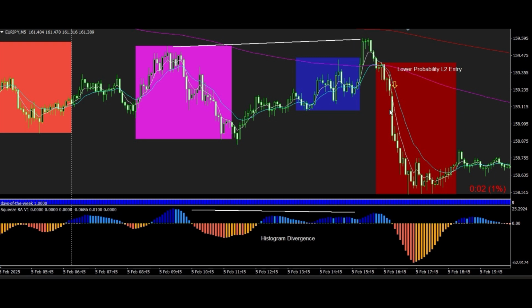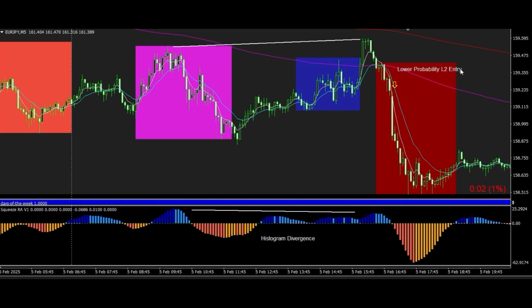Now we don't get a level 2 entry, and we don't even get a level 1 entry. But if you're confident that price will move to the downside after seeing that large wick and a close below the 5 EMA, you can enter right here.